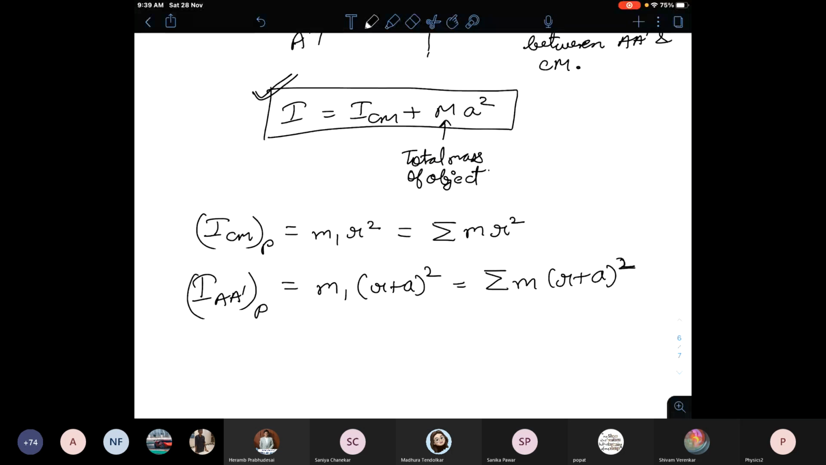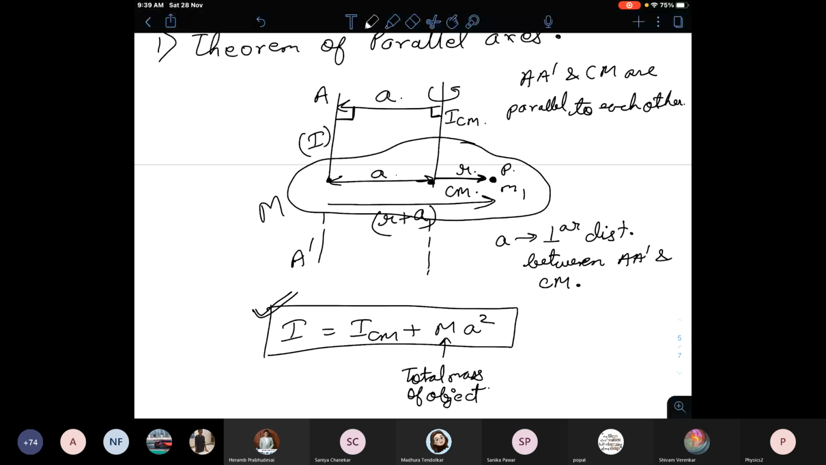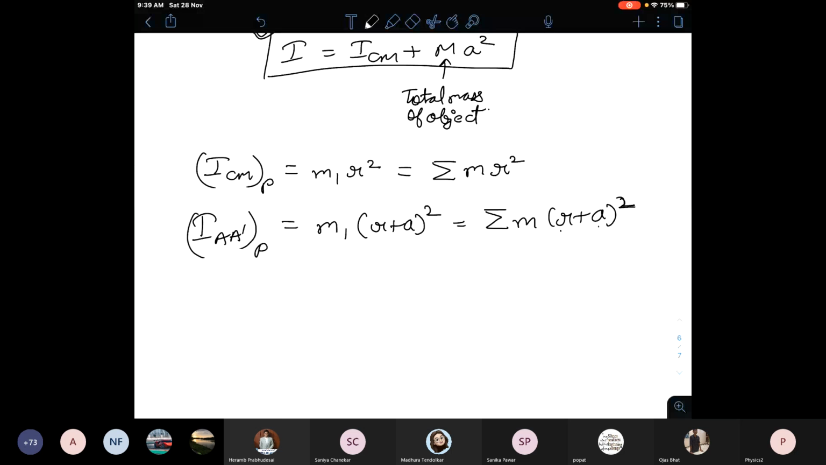Now see, r is a variable, a is a constant. Remember this. The distance between the two axes is constant, it is not varying. r is varying: sometimes the point mass will be here somewhere, sometimes here, and it will keep on varying. But for now, r is a variable, a is a constant. So I can write that I at point P is summation of m (r square plus a square plus 2ra).